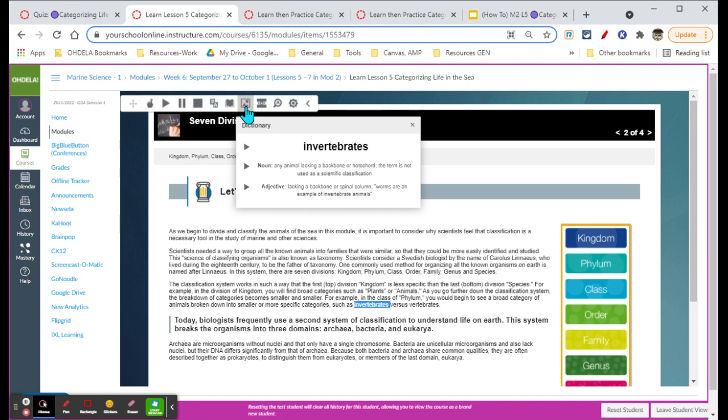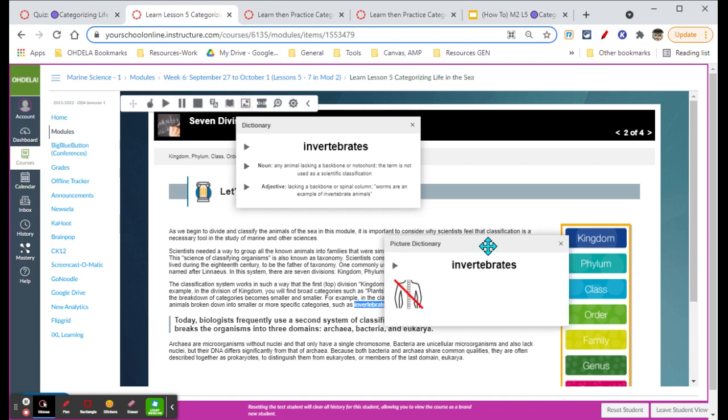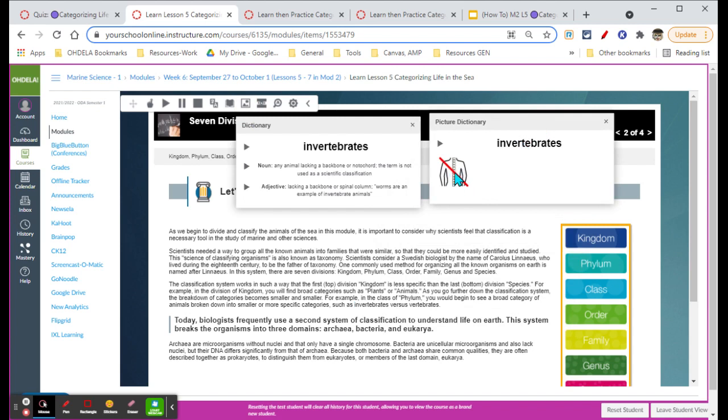You can also click the picture dictionary to see a picture of the invertebrates, and it shows you a backbone of a human, and then it has a line through it. So no backbone. Invertebrates do not have backbones. And then we can click vertebrates and go to the dictionary. It's already updated our definition and picture. It says animals having a bony or cartilaginous skeleton with a segmented spinal column. So vertebrates have a backbone.